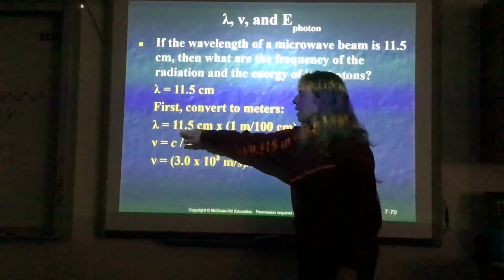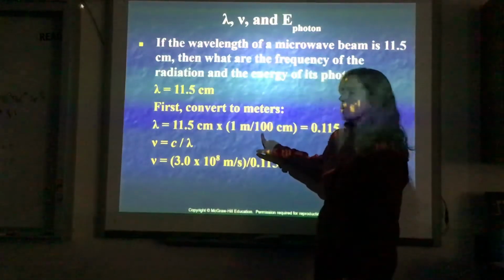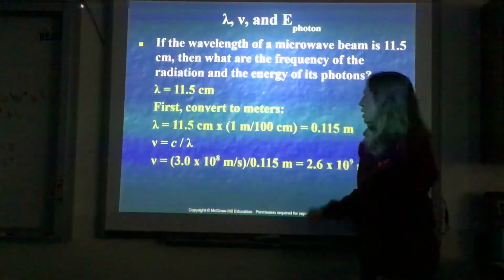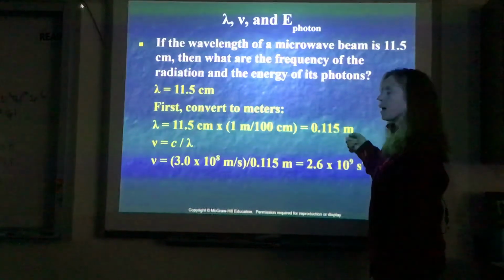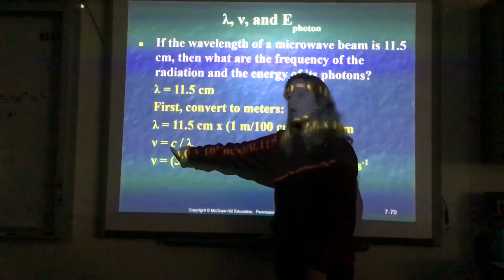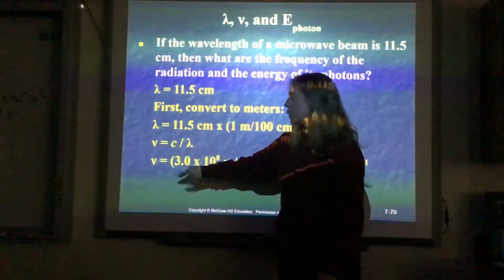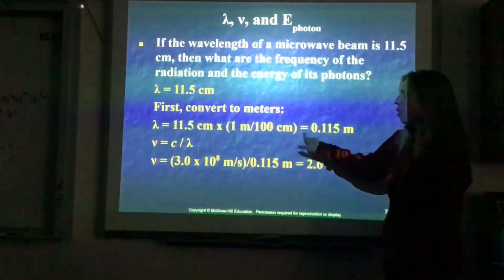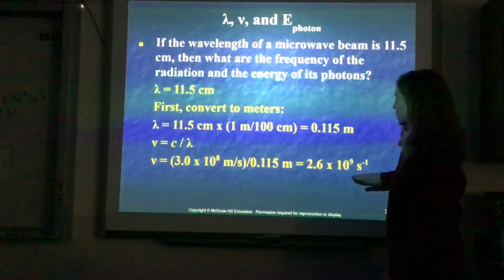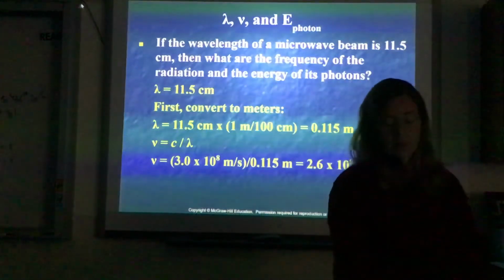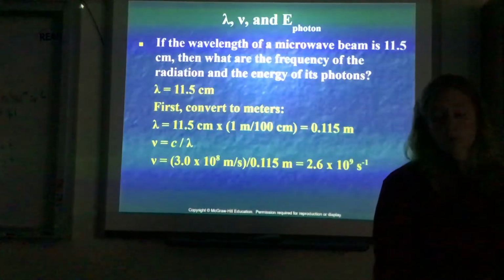So you're going to take 11.5 divided by 100, which is the same as just saying move the decimal 2 spaces to the left, and we're going to get 0.115 meters. Then we're going to take our equation for the speed of light divided by the wavelength, so 3.0 times 10 to the 8 divided by our wavelength, and that's going to give us our frequency, which is 2.6 times 10 to the 9 seconds to the negative 1, or hertz.